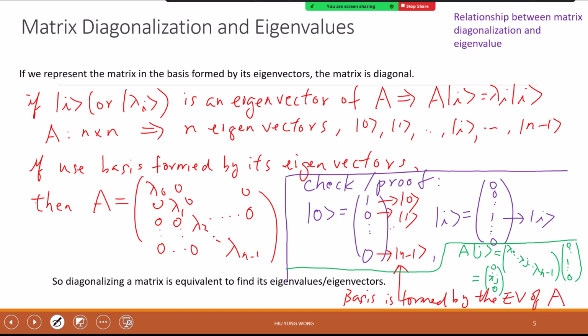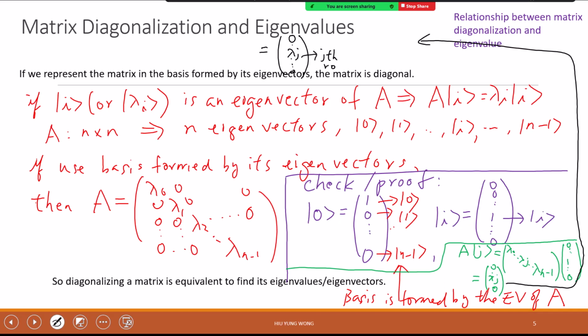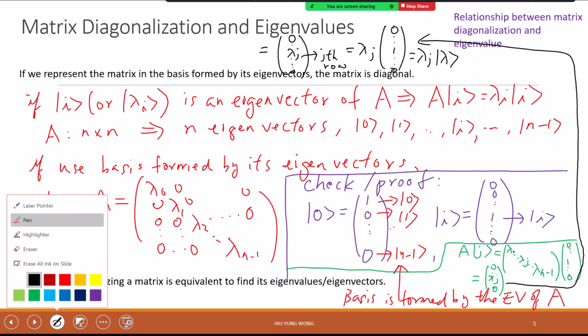With that, I'm sorry that I don't have enough space, so I come here, I think I need to make this clearer. So you get 0, and then you have lambda j, and then 0. Again, this is the j-th row. Of course, this is equal to what? I can factor lambda j out, and then this is just 1, which equals the vector |j⟩.